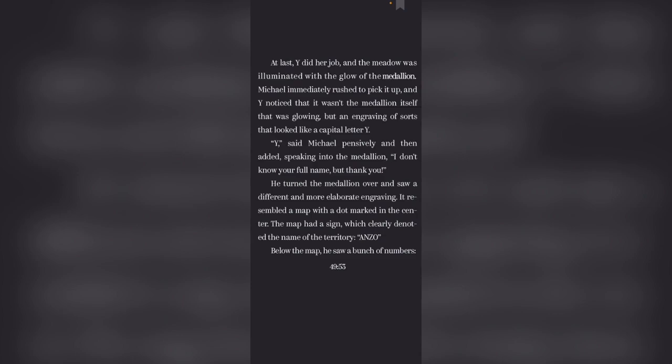Finally. At last, Y did her job, and the meadow was illuminated with the glow of the medallion. Michael immediately rushed to pick it up, and Y noticed that it wasn't the medallion itself that was glowing, but an engraving of sorts that looked like a capital letter Y. "Why?" said Michael pensively, then added, speaking into the medallion, "I don't know your full name, but thank you."